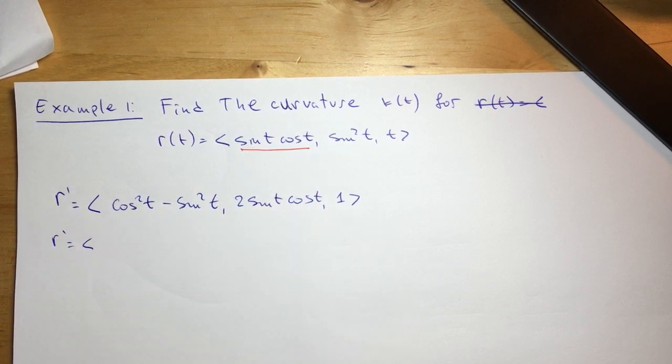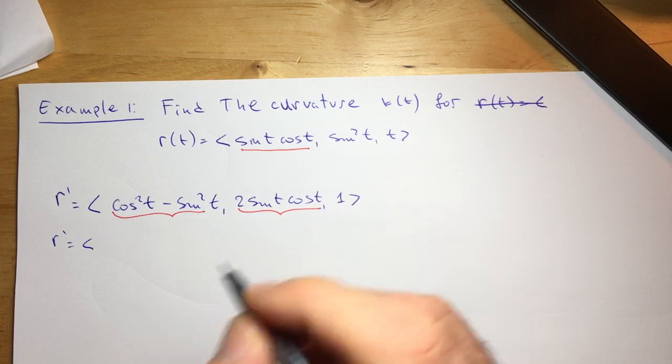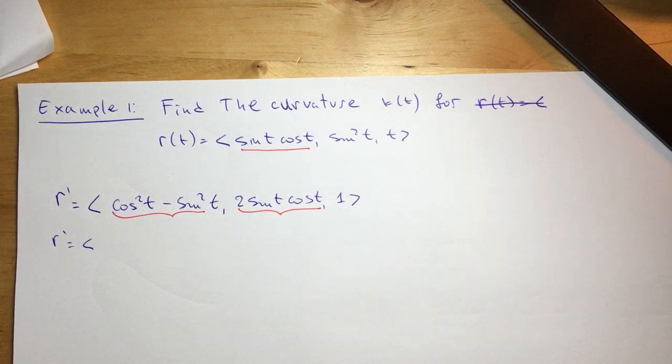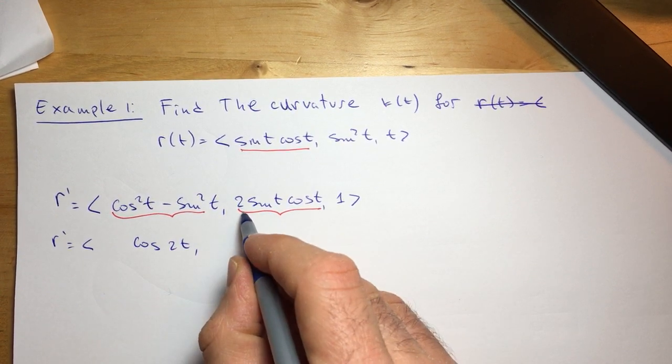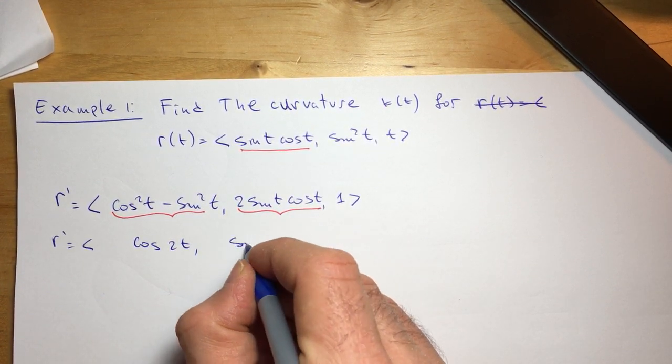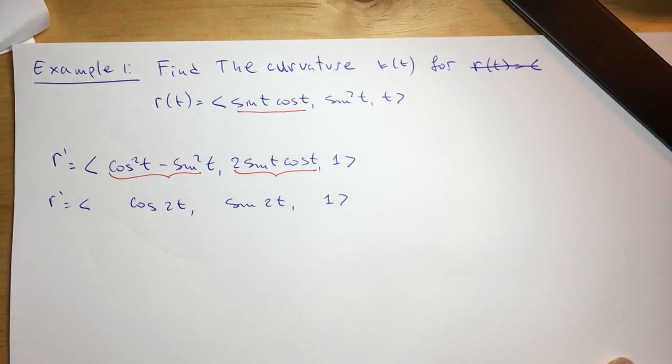Now here you have to be careful to recognize these two identities. Cosine squared of t minus sine squared of t is cosine of 2t, and 2 times sine t cosine t is sine of 2t, and that is going to make our computation way easier.